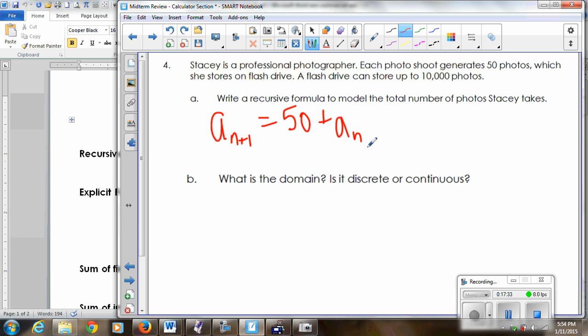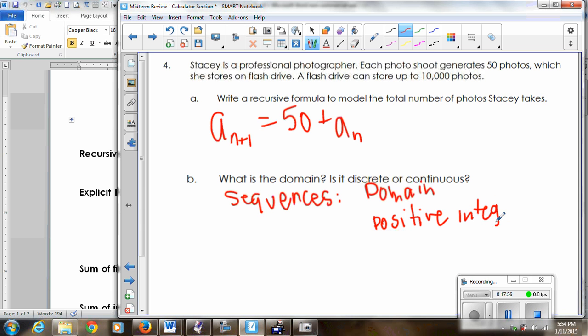It asks what the domain is, and then is it discrete or continuous? Anytime we're dealing with sequences and series, our domain is going to be the set of all positive integers. It's going to be positive integers. And because they're integers, it is a discrete domain. Discrete is something that we can count. Continuous is something that has to be measured.